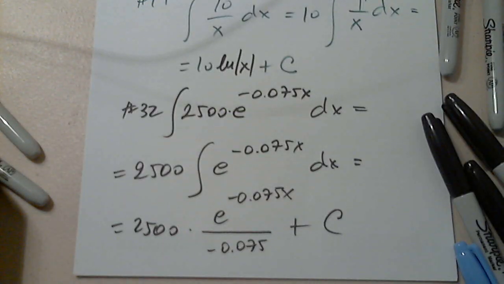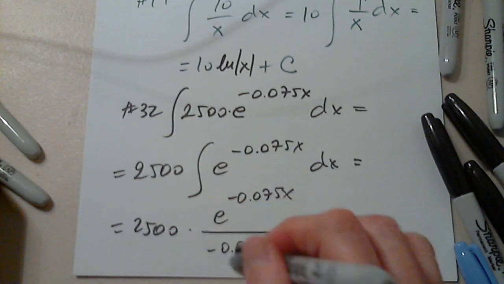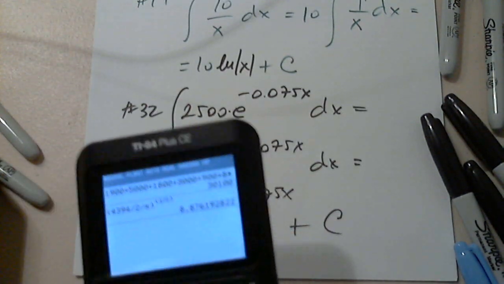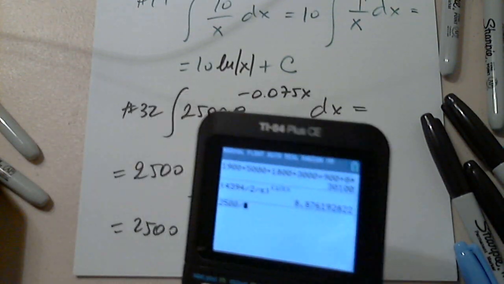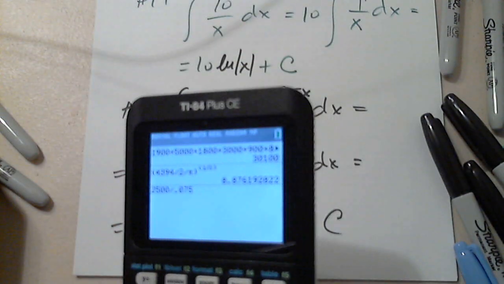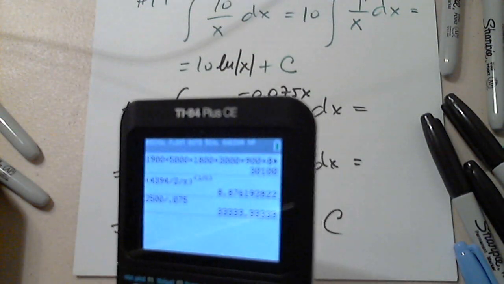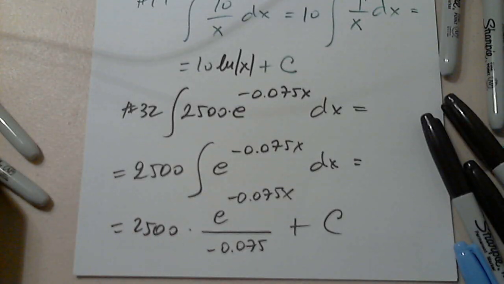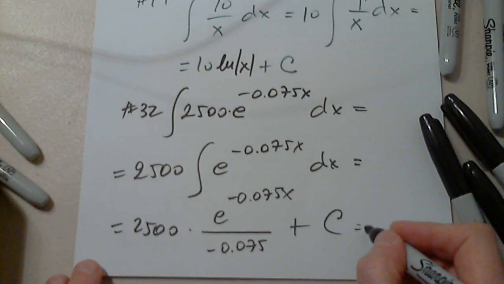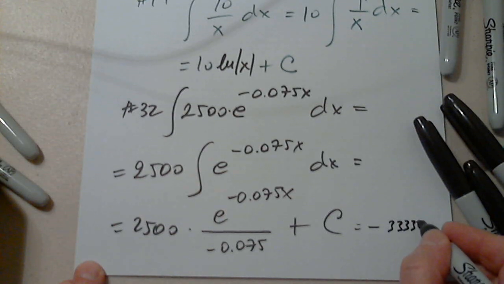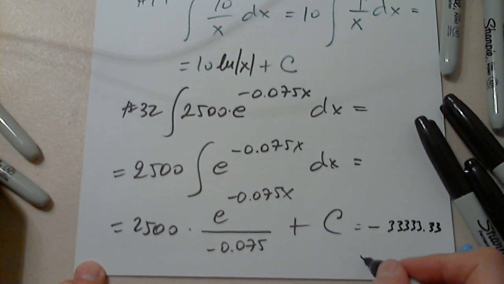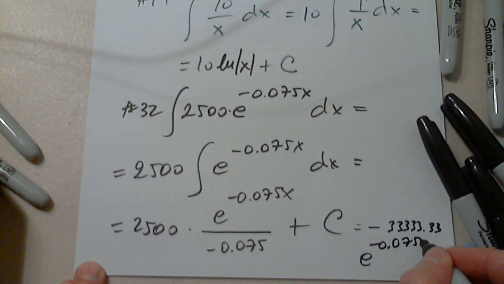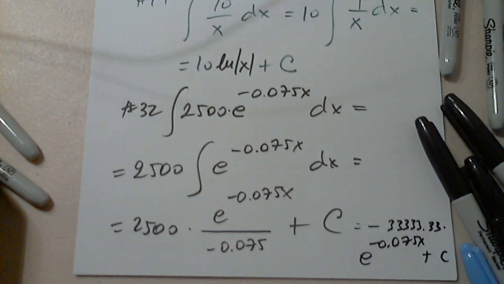Is that okay? Yes. So now I do have to divide this by this, and I get a negative number. So I have 2500 divided by 0.075, and I got an ugly number of 33333.33. So this is negative 33333.33 e to negative 0.075x plus a constant c.